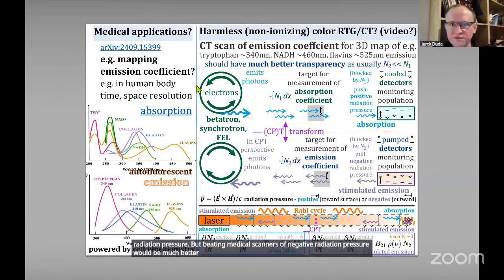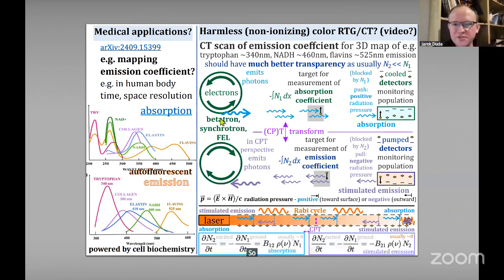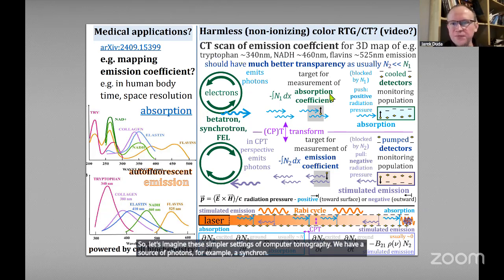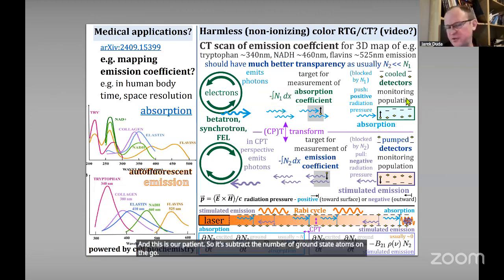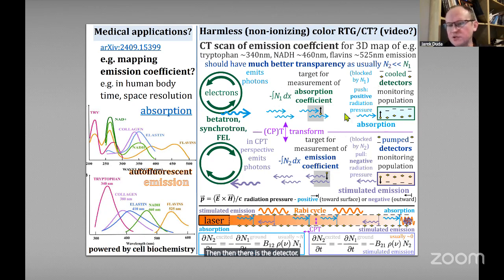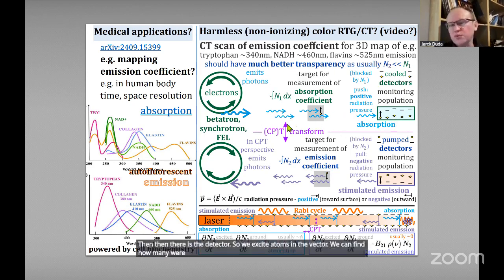So let me try to convince you now. Let's imagine these simple settings of computer tomography. We have a source of photons, for example, synchrotron, and this is our patient. So it subtracts the number of ground state atoms on the go. Then there is a detector, where we excite atoms in the detector. We can find how many were absorbed. Yeah, so we have this computer tomography, for example.